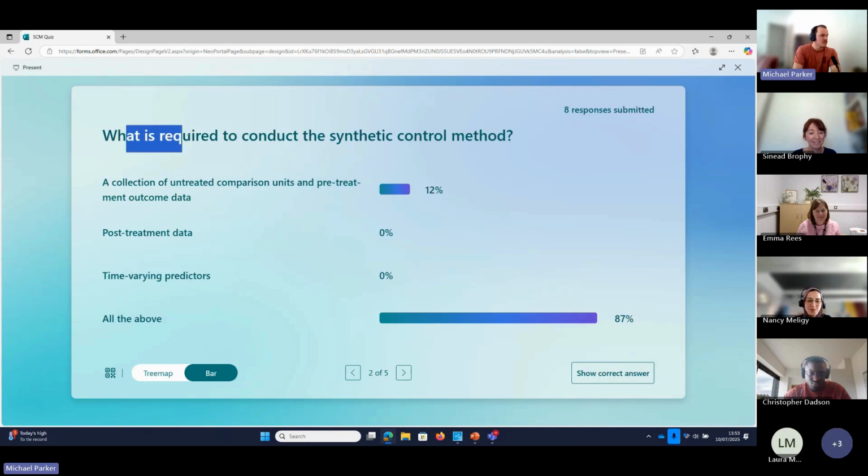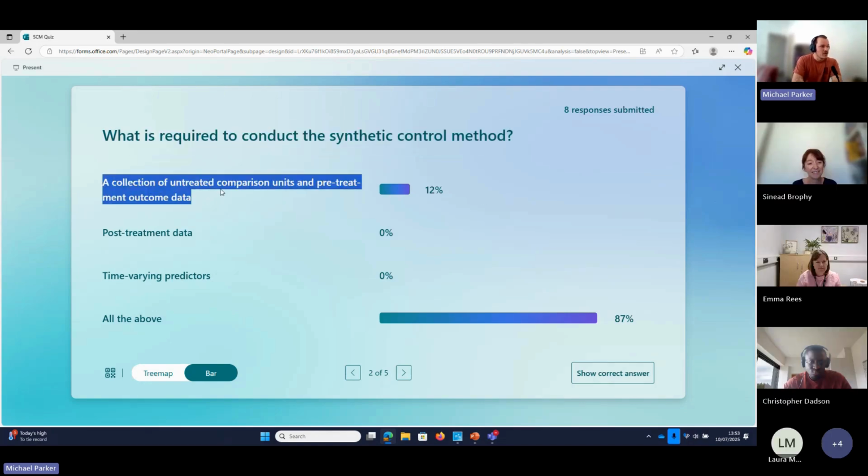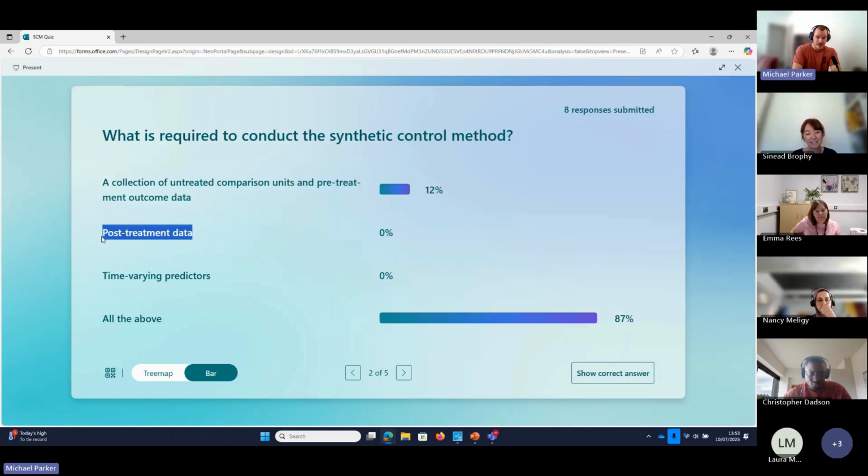So what is required to conduct the synthetic control method? So 12% said a collection of untreated comparison units and pre-treatment outcome data. So we definitely need that. We definitely need post-treatment data. We definitely need time-varying predictors to predict our outcome. So the answer is all of the above.